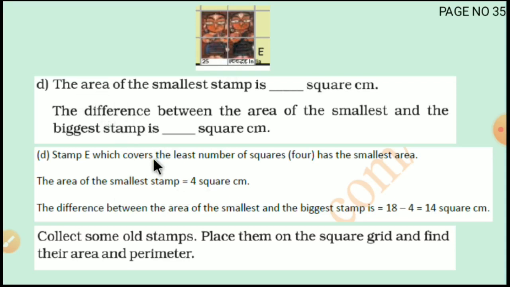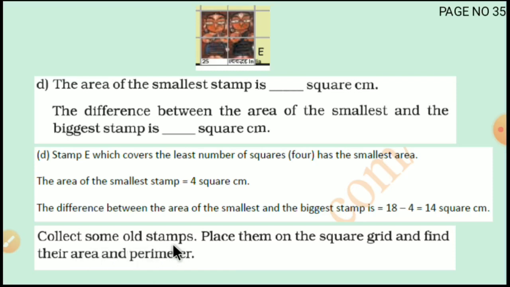Okay, so this is the answer. The area of the smallest stem is equal to 4 square centimeter. The difference between the area of the smallest and the biggest stem is blank square centimeter. See, the difference between the area of smallest and the biggest stem is equal to 18 minus 4 is equal to 14 square centimeter. We know that the biggest stem is A and it covers 18 squares, है ना? And the smallest is E, which covers 4. So 18 minus 4 is equal to 14 square centimeter.